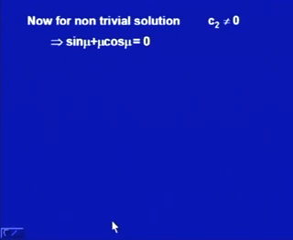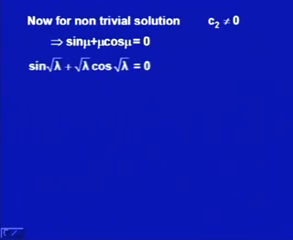And that is what is being written here: for C2 not to be 0 implies that sin mu plus mu cos mu should be 0. So, what we are getting is, now I am replacing mu with square root lambda. We are saying lambda is an eigenvalue only if it satisfies this equation. What is that equation? Sin root lambda plus root lambda times cos root lambda is equal to 0.